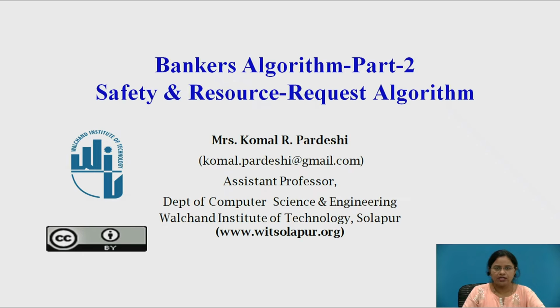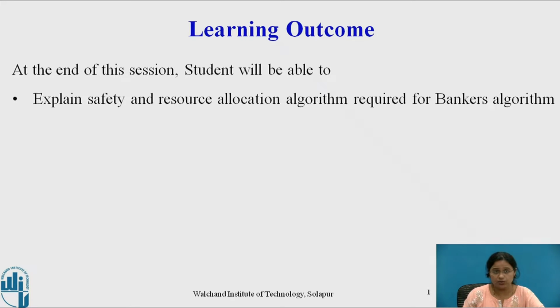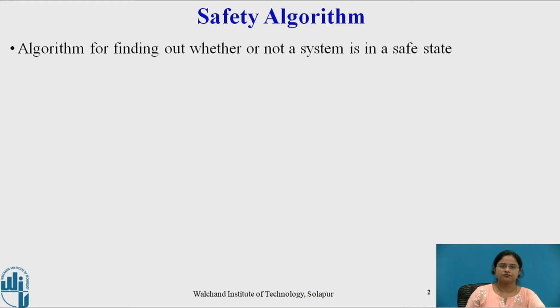Everyone, now we are going to learn the safety and resource request algorithms, which we are going to apply for the banker's algorithm for deadlock avoidance. The learning outcome of this session is: at the end of this session, students will be able to explain the safety and resource allocation algorithms required for the banker's algorithm. Now let us see the safety algorithm.